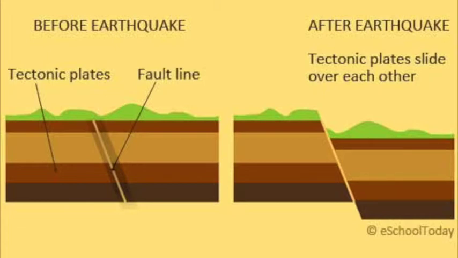Since the edges of the plates are rough, they get stuck while the rest of the plate keeps moving. Finally, when the plate has moved far enough, the edges unstick on one of the faults, and there is an earthquake. The location below the Earth's surface where the earthquake starts is called the hypocenter, and the location directly above it on the surface of the Earth is called the epicenter.